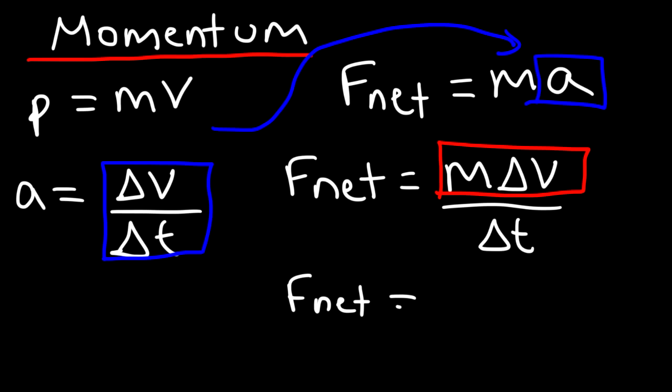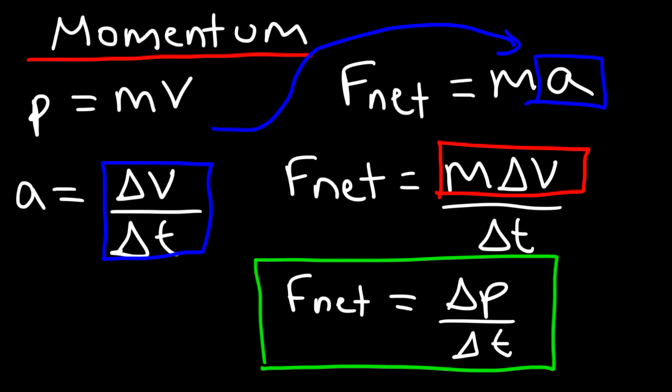Mass times the change in velocity is the change in momentum. So this is another way in which you could define a force. The net force acting on an object is equal to the rate at which the momentum of that object changes. So if the momentum of an object changes rapidly, that means that you have a very strong net force acting on that object. If the momentum changes at a very slow rate, then there's a very weak force acting on that object.